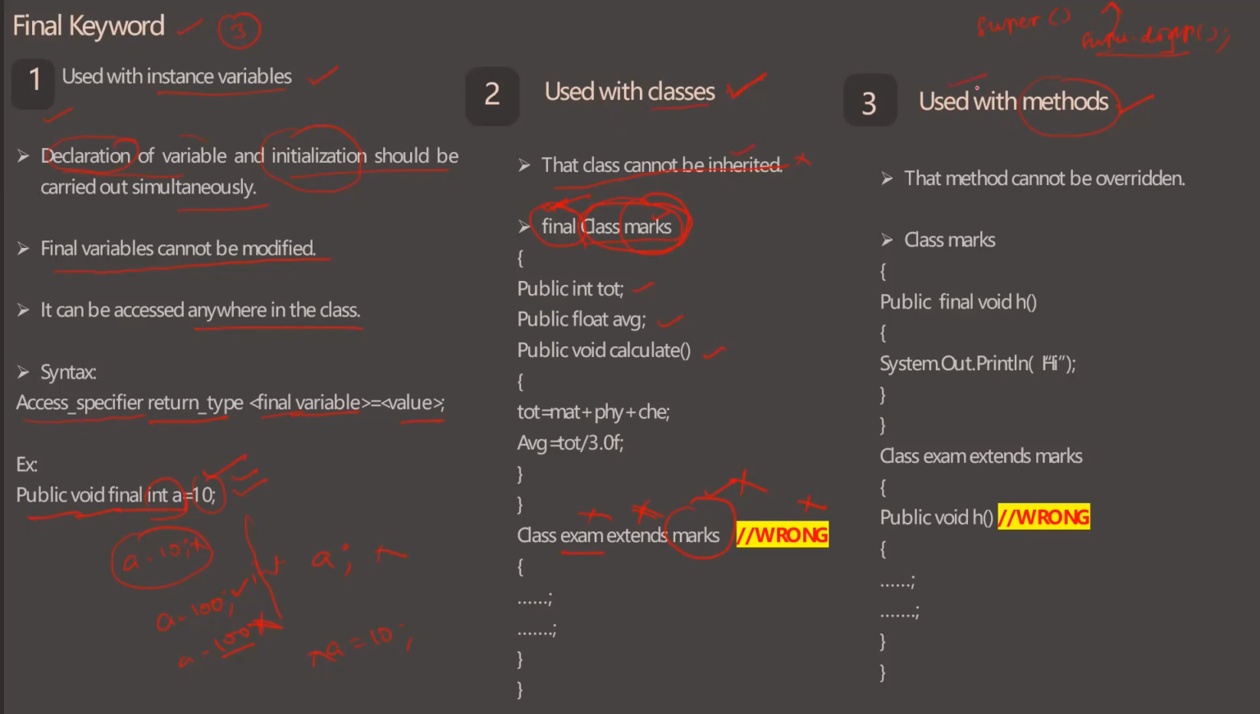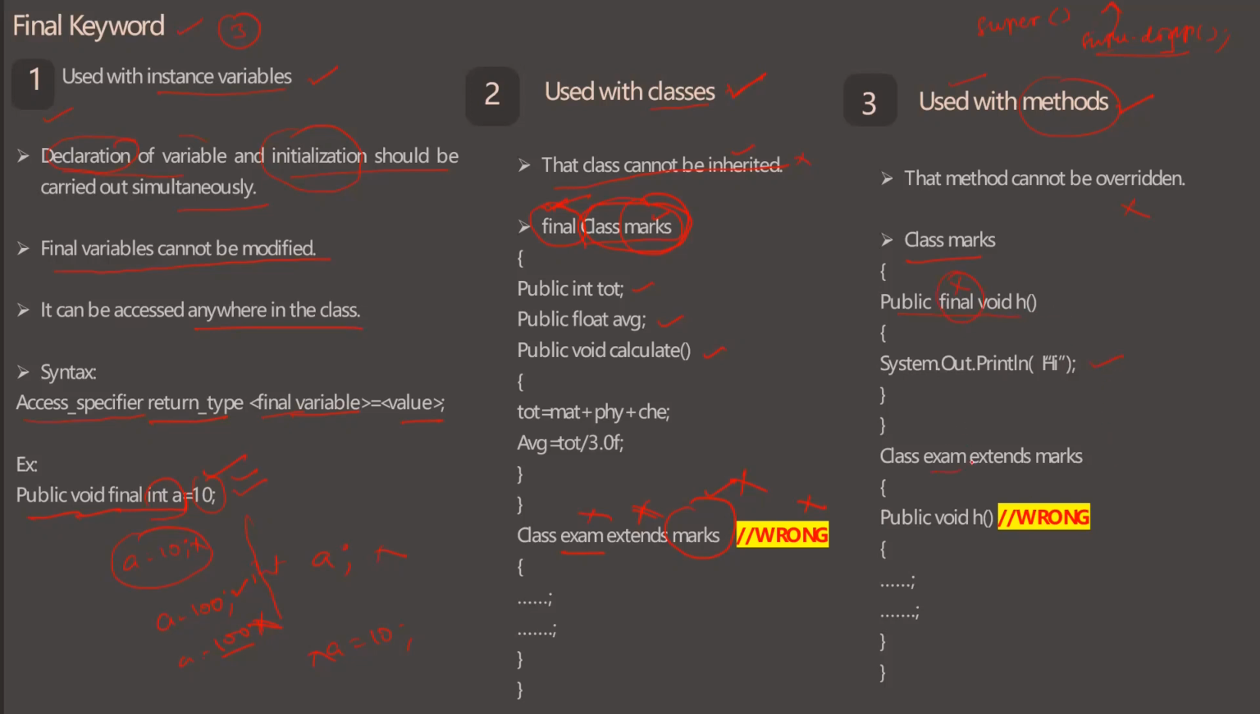Next one is that it is used with methods. When you are using it with methods, we have a concept called method overriding. Hope it is clear. So method overriding cannot be possible when used with final. Example, class marks I've taken. Okay, I've taken public final. This is very important. Final void h, then I'm printing hi.